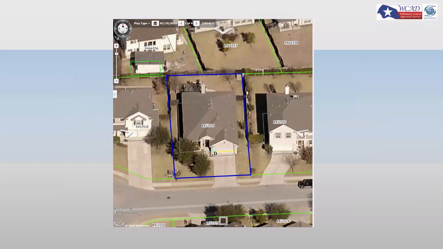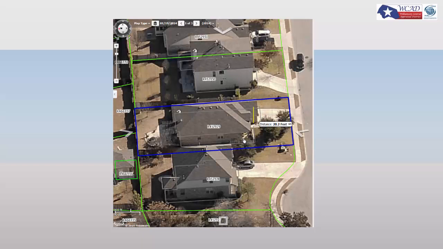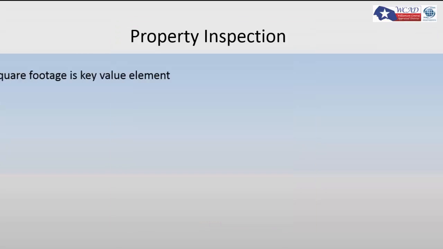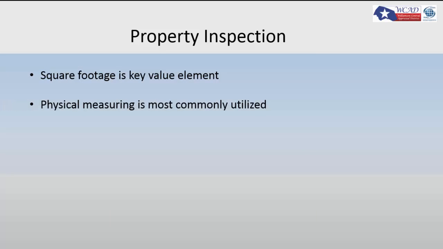While on-site inspections are employed for many properties, appraisers also utilize yearly aerial photographs along with existing property sketch information and GIS technology to check for changes in the structure's size or characteristics. Since the size or square footage of a structure is an important element in the value, and physical measuring of improvements is the most common activity performed during the property inspection, it is necessary to elaborate on the standards and techniques WCAD appraisers use when measuring and recording the dimensions of a structure.